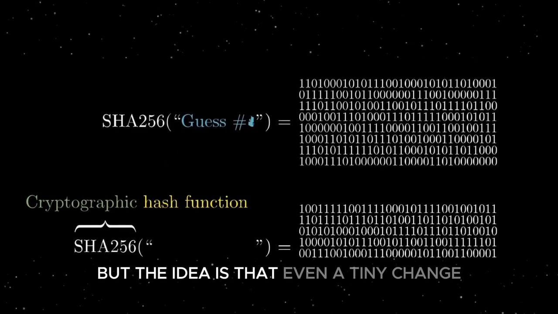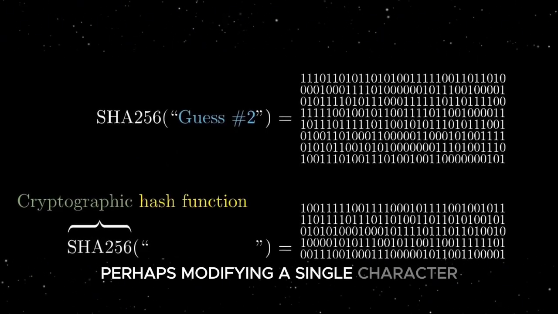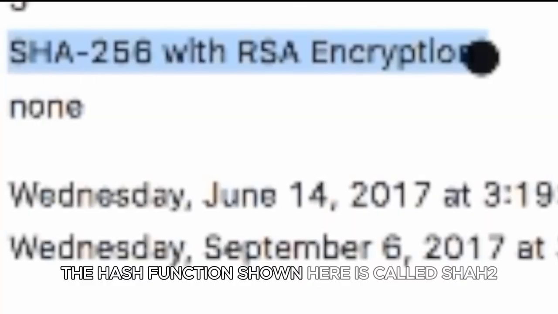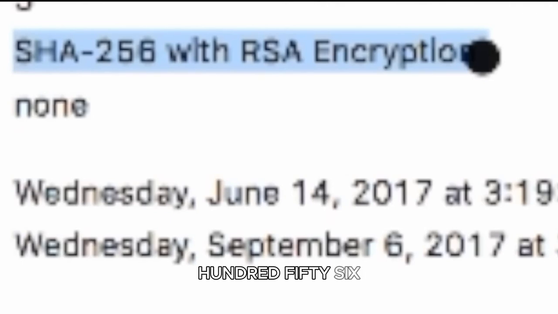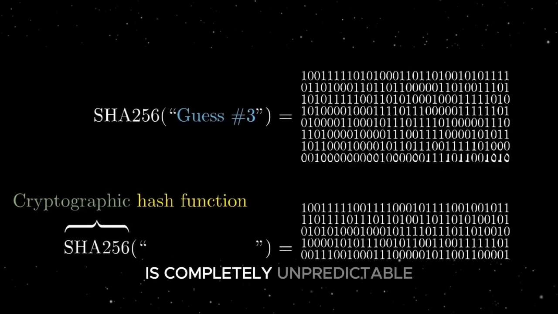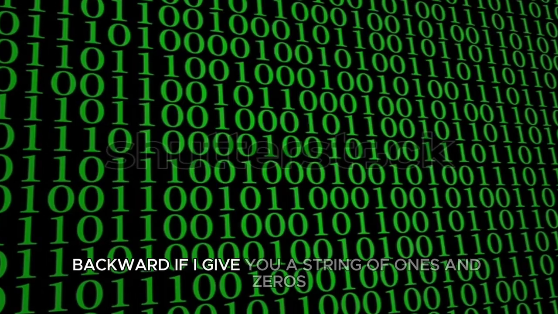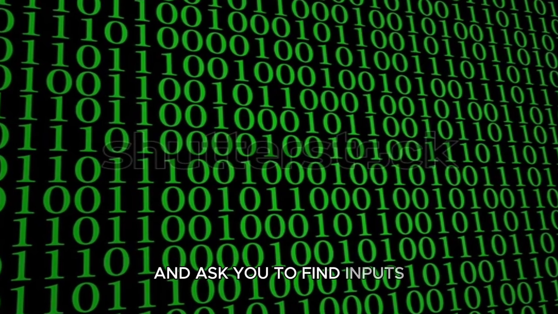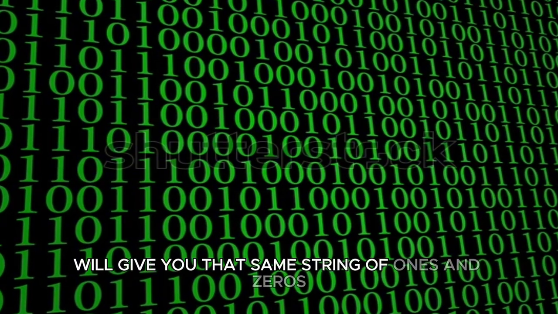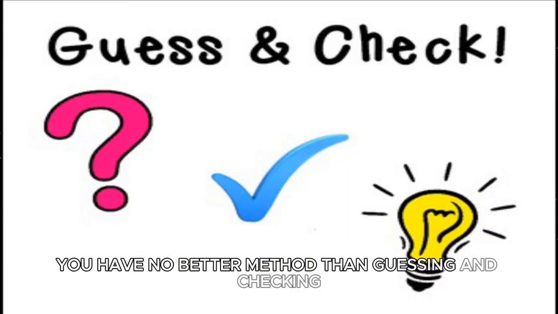But the idea is that even a tiny change, perhaps modifying a single character, completely changes the final hash. The hash function shown here is called SHA-256. The way the output changes when you slightly modify the input is completely unpredictable. This isn't just any hash function, it's a cryptographic hash function, meaning it's computationally infeasible to calculate it backward. If I give you a string of ones and zeros and ask you to find inputs that, when fed into SHA-256, will give you that same string of ones and zeros, you have no better method than guessing and checking.